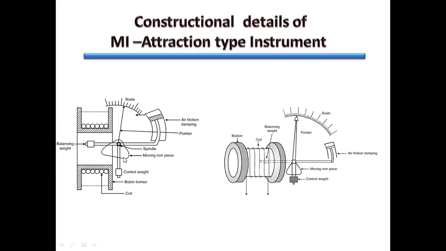Due to the deflecting torque and controlling torque, this moving system oscillates. So pointer will also oscillate, which is not desired. Hence, we need third torque known as damping torque. These oscillations produced by deflecting torque and controlling torque acting simultaneously should be absorbed. So the oscillations are absorbed by the damping mechanism.